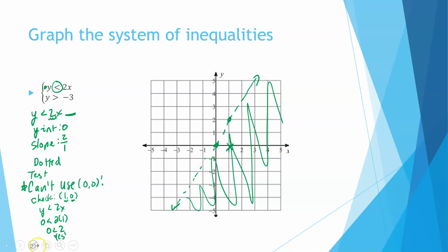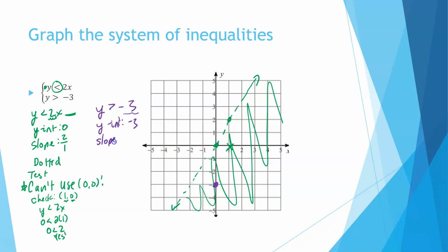Now the other one, we haven't really looked at this too much, but it only has y is greater than -3. So when I go to find my y-intercept, remember that's the thing on the right-hand side not attached to the x, so it is -3. So I have a y-intercept at -3.